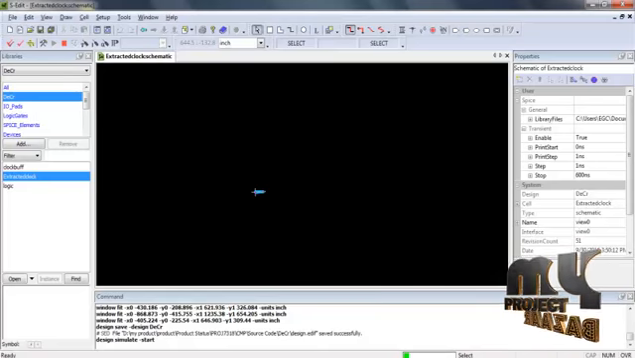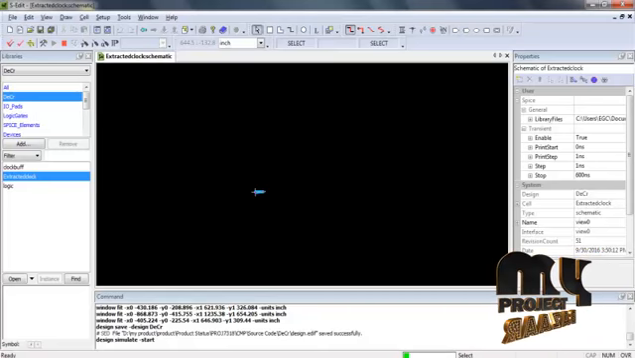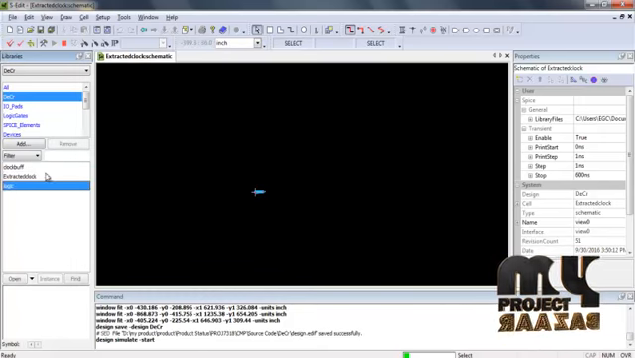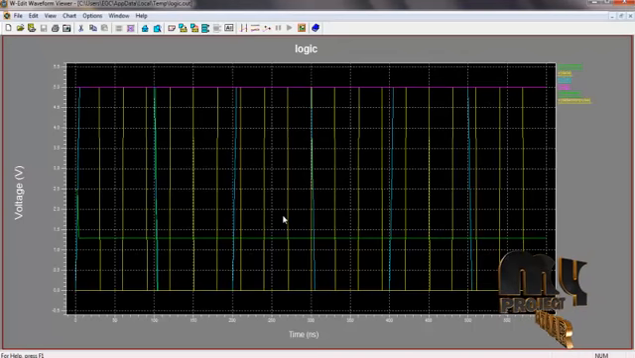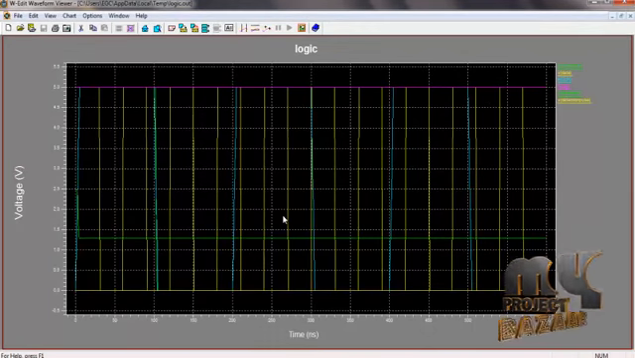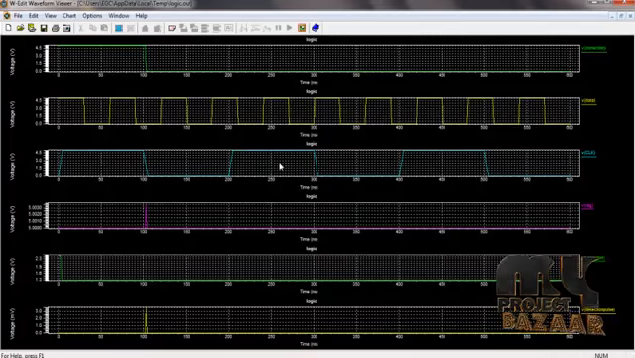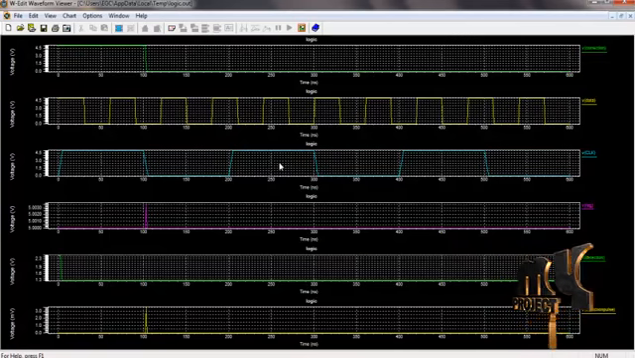Now we are going to start simulating the final module of our product. This is the logic circuit unit. Select the logic circuit unit and start simulate. This is the output waveform of the logic circuit unit. After applying the logic circuit, expand this waveform using the expand chart option. This is the final output of the logic circuit unit.